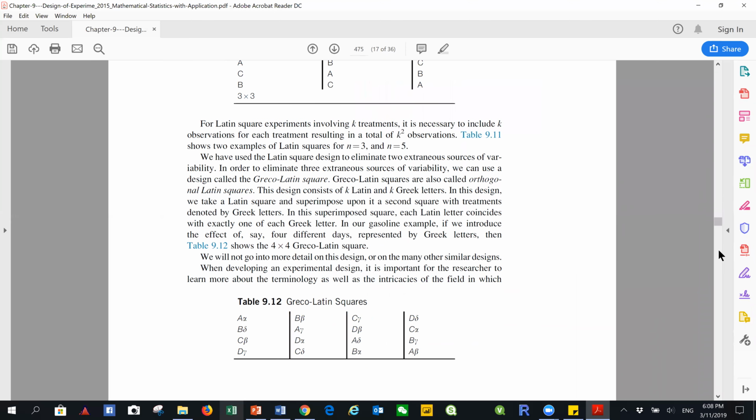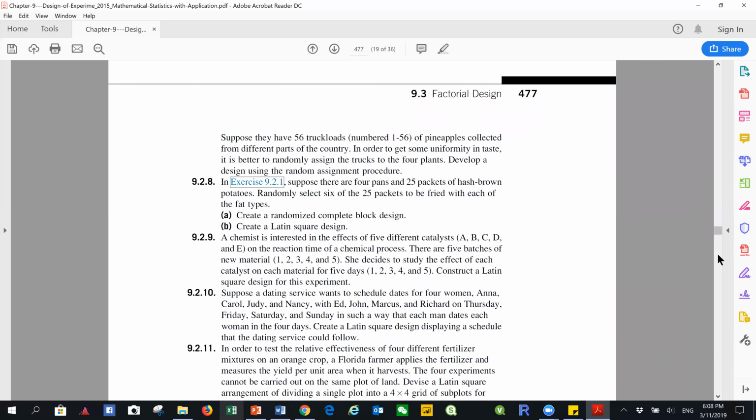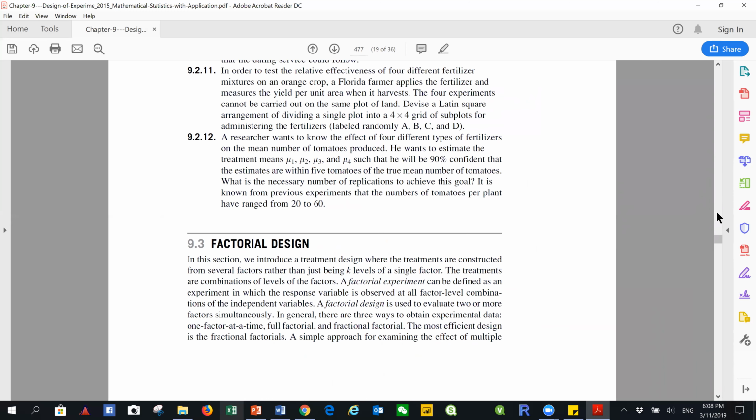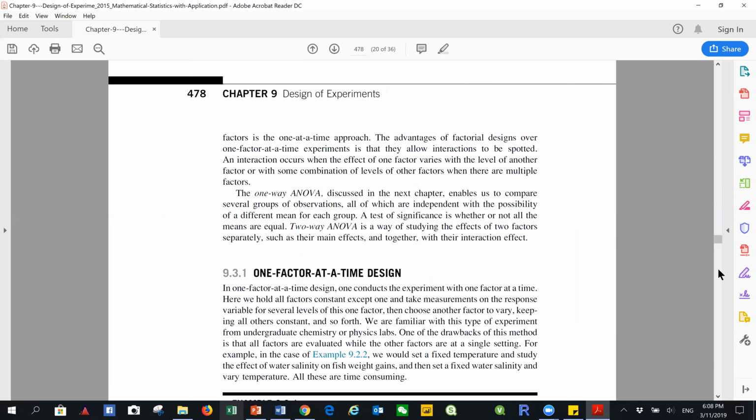I think it's a good point to stop. Yeah, as I mentioned, let me see, factorial design.